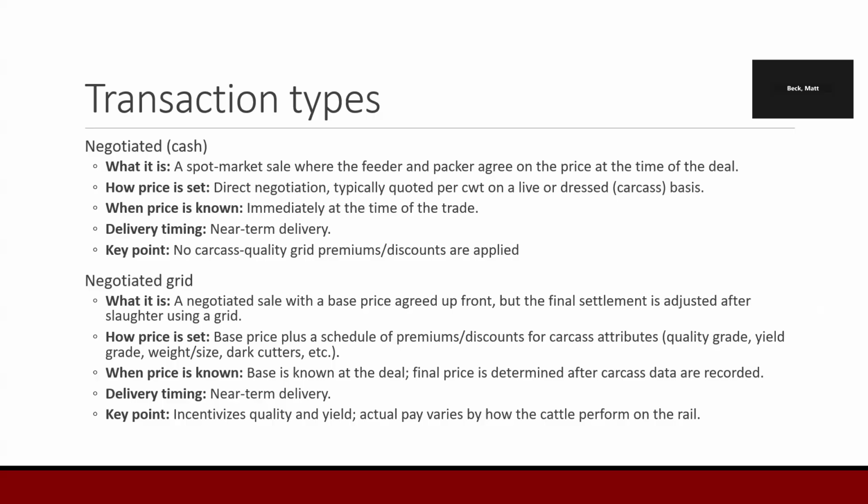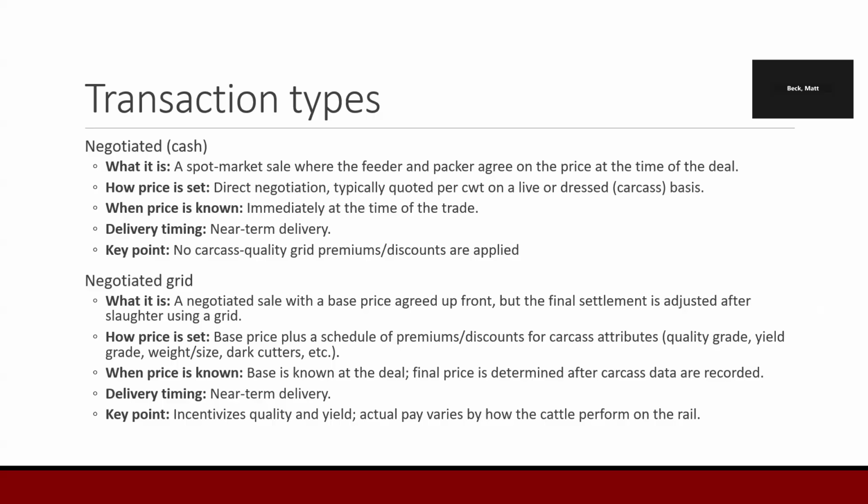All right, negotiated grid. So it's a negotiated sale with a base price agreed upfront, but the final settlement is adjusted after slaughter using a grid. Base price plus a schedule of premiums and discounts for carcass attributes. So quality grade, yield grade. They'll have discounts applied to weight and then dark cutters, etc. So we know the base price at the time of the deal. However, the final price that you receive is not known until those carcasses are graded.